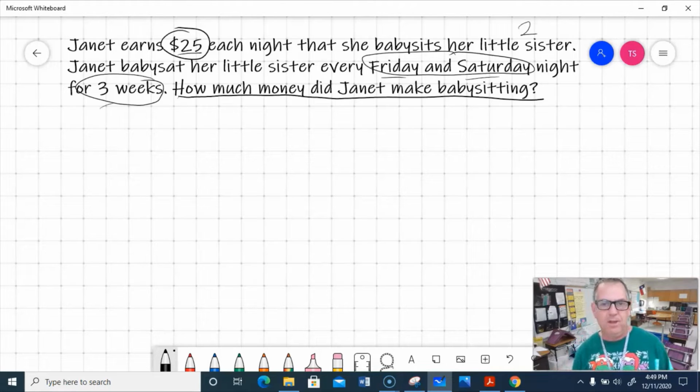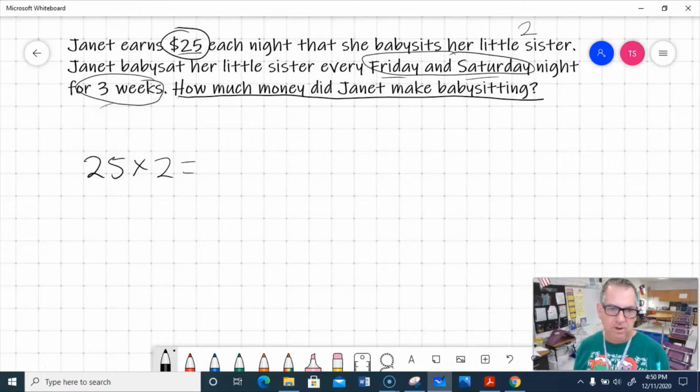And so I'm going to talk about what we call the associative property of multiplication. And basically that just means when we're dealing with a two-step problem, I can really do the steps in any order as long as they're both multiplication steps. Okay, so basically we'll do this one way. We'll go ahead and look at the $25, and she babysits on Friday and Saturday. So that'd be 25 times 2.